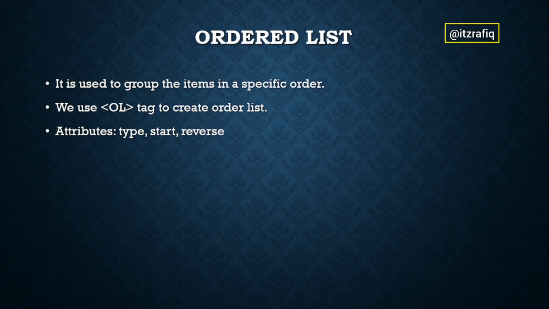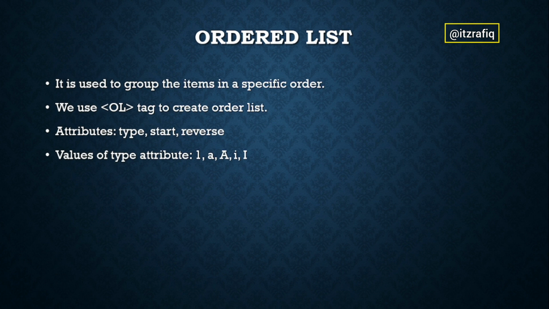And reverse, if we want to display the list in reverse order. Suppose I have created a top 10 movie list. There I want to display the movie names in descending order, meaning which is rank 10 should be displayed at first, and which is rank 1 should display at last. For that purpose we use the reverse attribute.